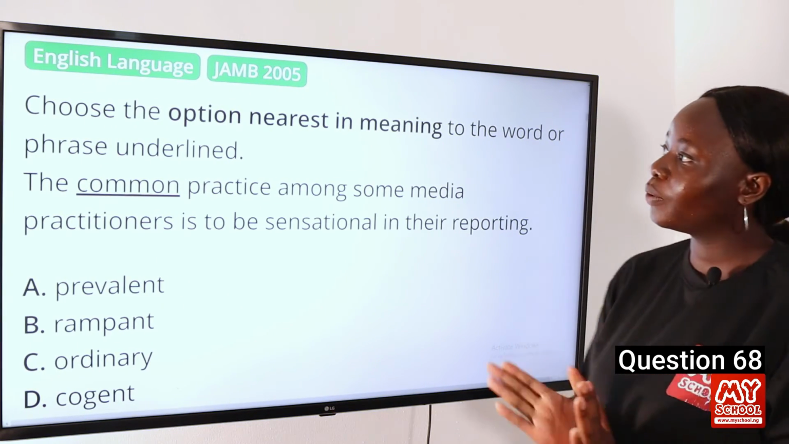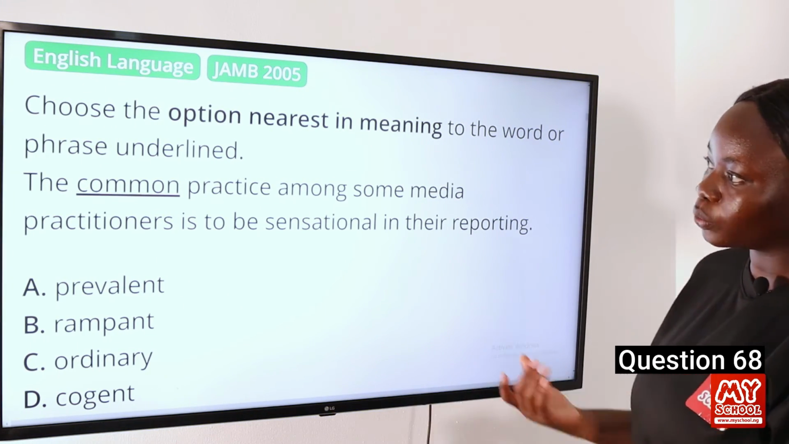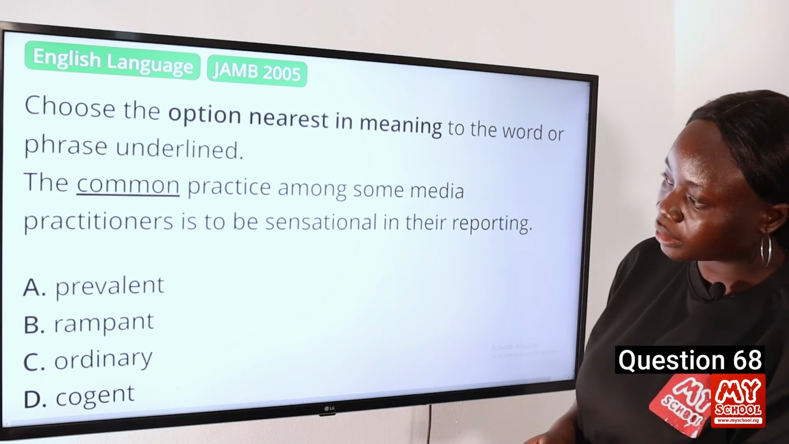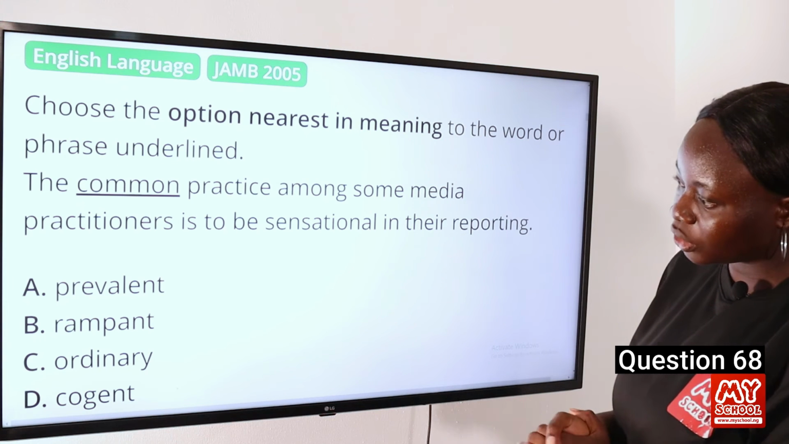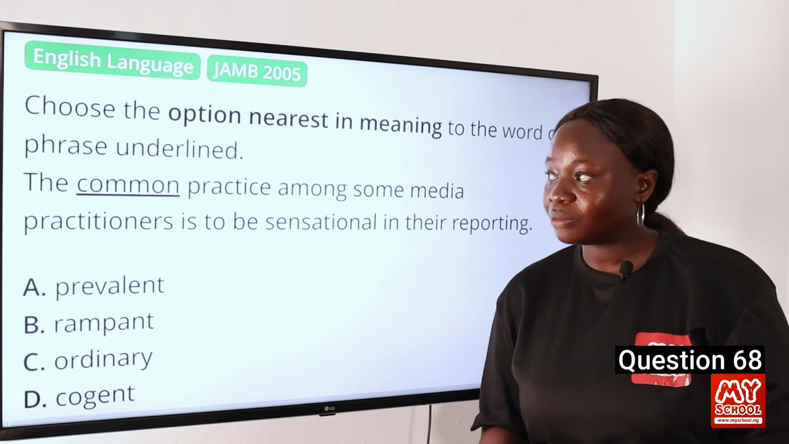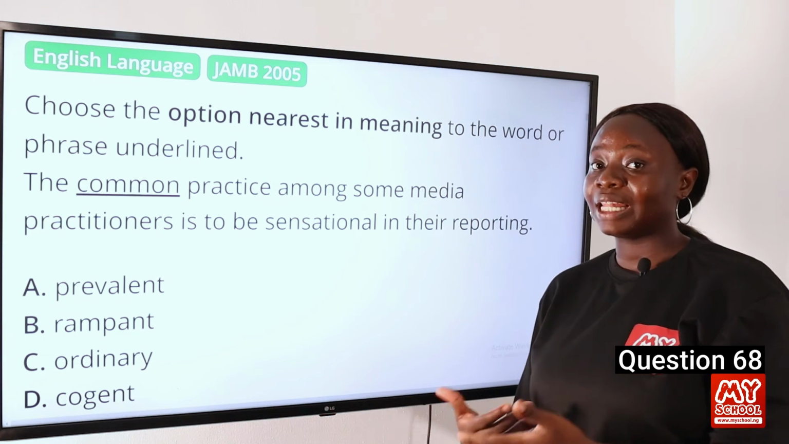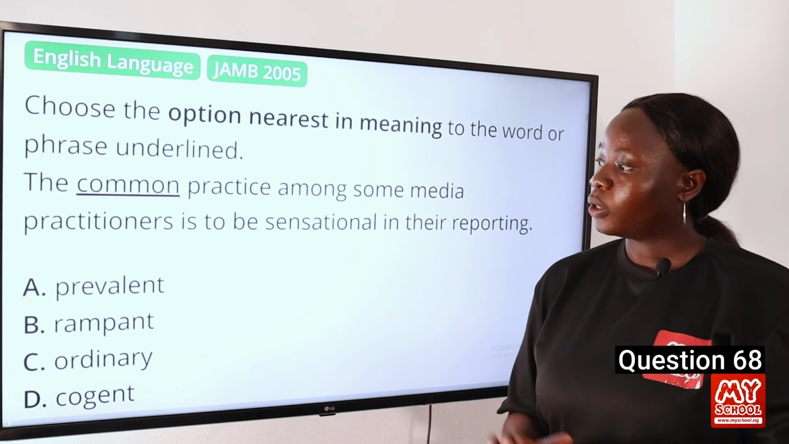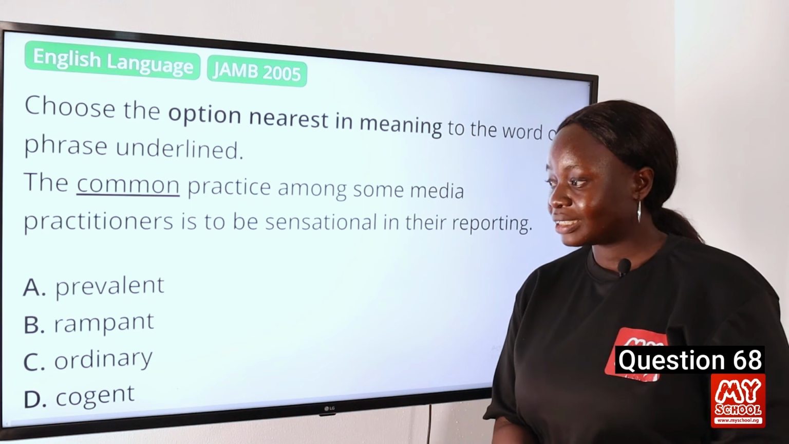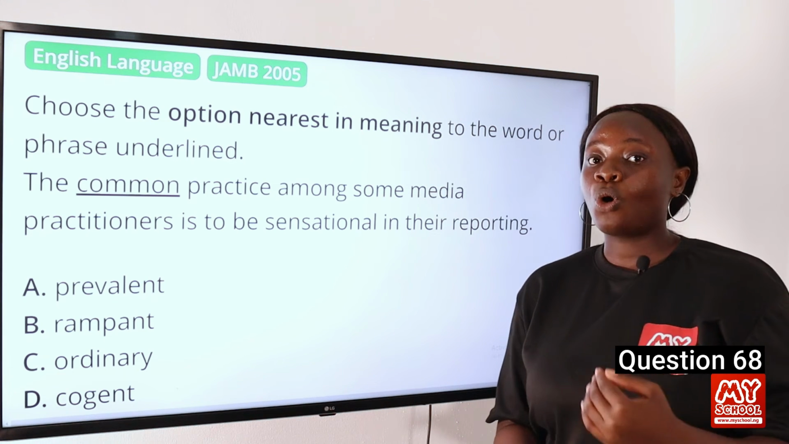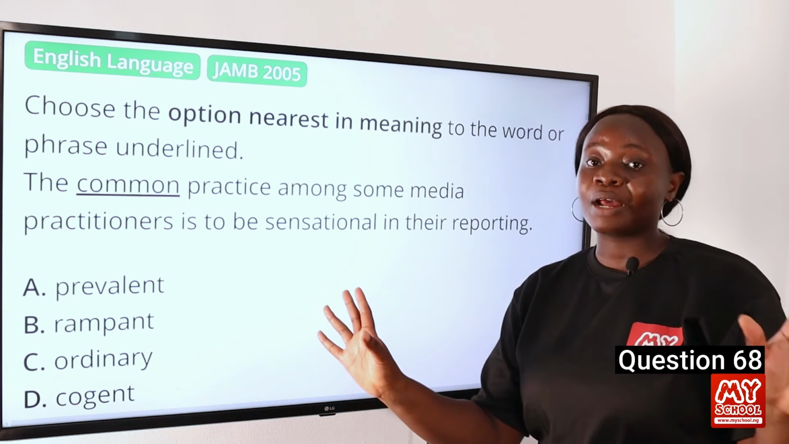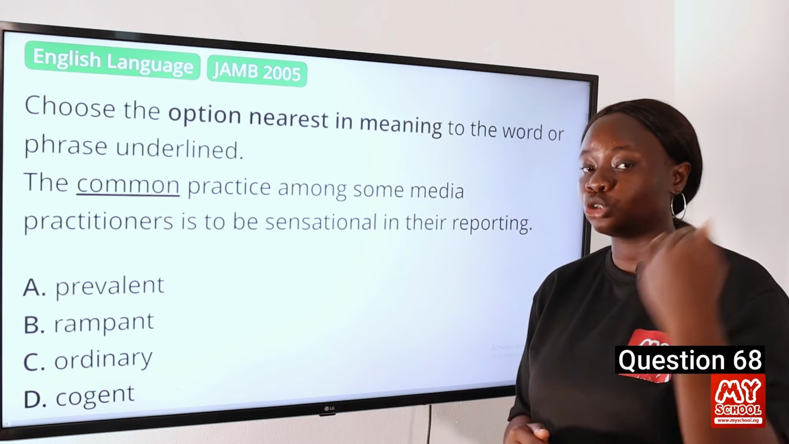Question 68. Again, we have to look for the option that is nearest in meaning to the underlined word. The common practice among some media practitioners is to be sensational in their reporting. A, prevalent, B, rampant, C, ordinary, and D, cogent. The answer to this question is option A, prevalent. The word common actually means something that is widespread, that has been normalized among so many different people. So prevalent is similar in meaning to that. Prevalence means widespread. But the word rampant also means widespread, but this time around it's uncontrollable widespread, a practice that has been spread among every member of the society, but you can't control that spread.